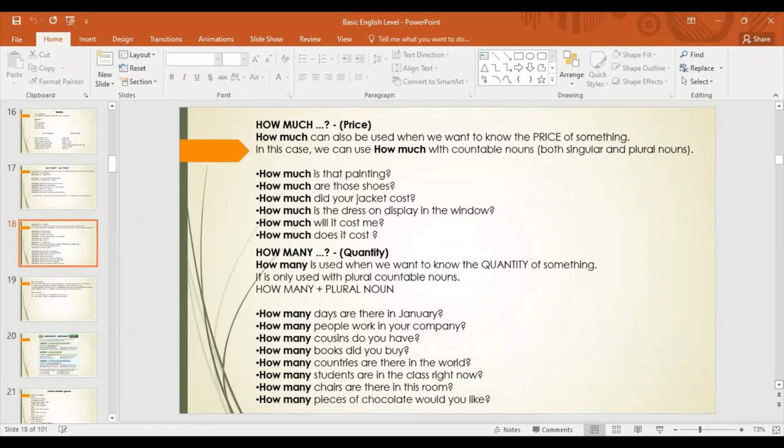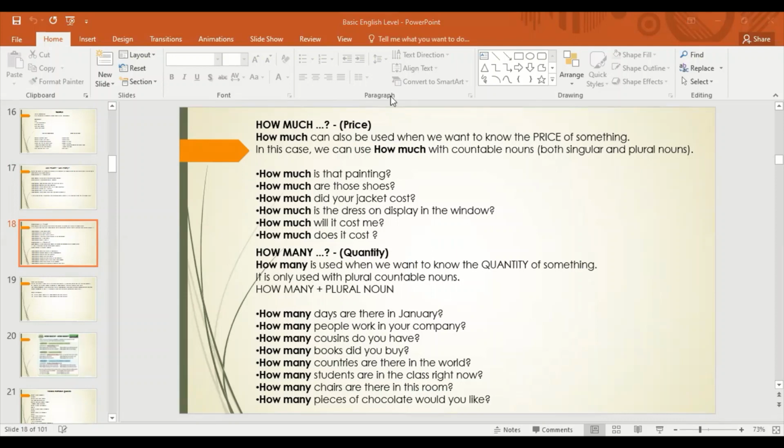How much is the dress on display in the window? वो dress जो window में लगा हुआ है वो कितने का है? How much will it cost me? ये मुझे कितने का पड़ेगा? How does it cost? इसकी कीमत क्या है? So in that way you can use it also. जब प्राइस की बात करेंगे और क्वांटिटी की बात करेंगे, अनकाउंटेबल की बात करेंगे, तो आप how much का इस्तेमाल कर सकते हैं. You can use how much.